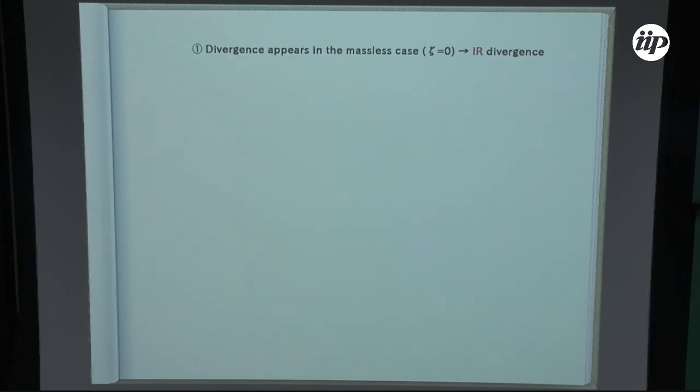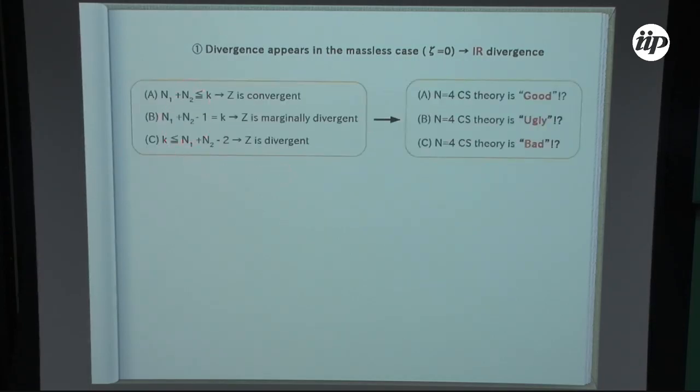And from a very simple observation, when n1 plus n2 is less than or equal to k, this Z is convergent. It is finite when theta equals zero. In this case, Z is marginally divergent. And in this case, Z is completely divergent. So applying this to the previous classification, in this case the N=4 Chern-Simons theory is good, this case is ugly, and this case is bad.